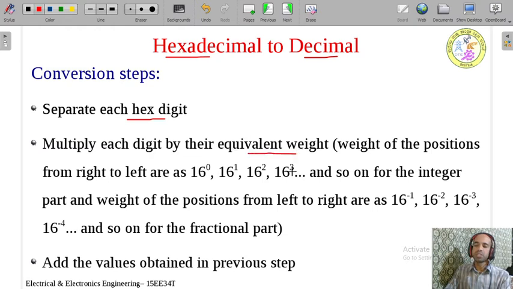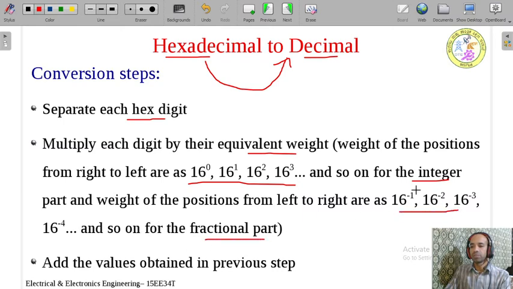See, in the binary number system, when we are converting binary to decimal, we multiply each binary digit with its weight, that is, with the powers of 2. But here we are converting hexadecimal numbers into decimal numbers. So for hexadecimal numbers you have to multiply with the corresponding weights. The weights for the integer part are positive powers of 16: 16 power 0, 16 power 1, 16 power 2, 16 power 3 and so on. Whereas for the fractional part it is negative powers of 16: 16 power minus 1, 16 power minus 2, 16 power minus 3 and so on.